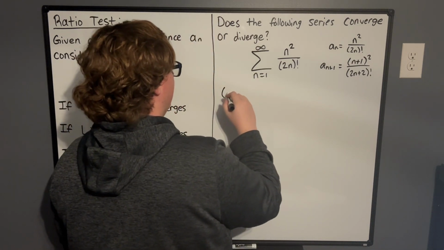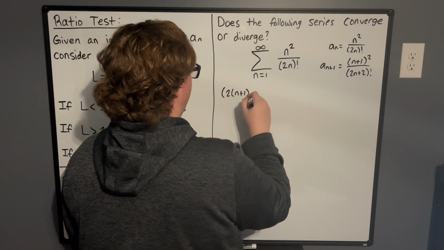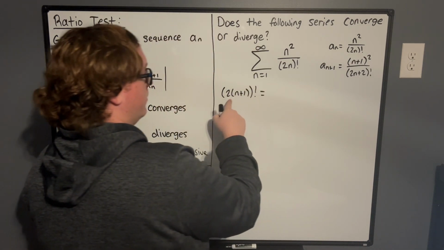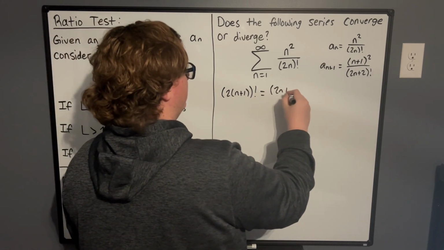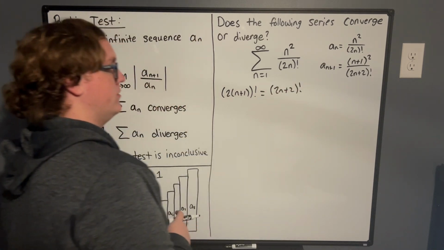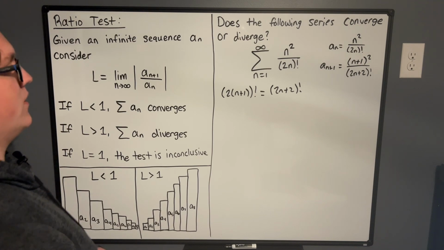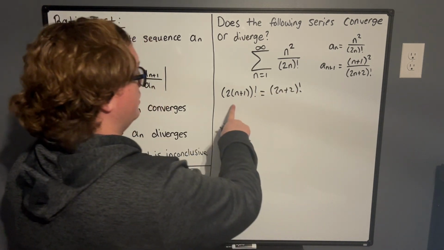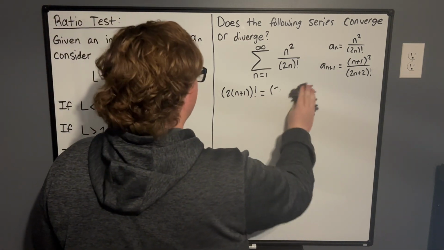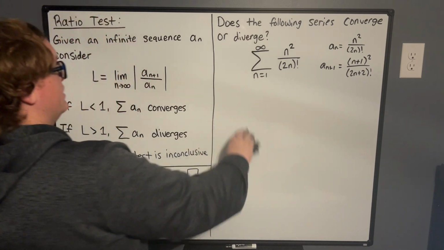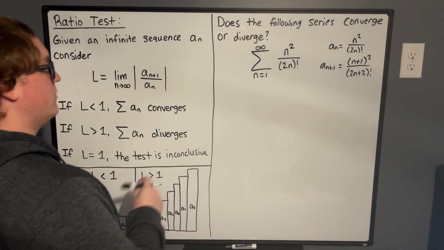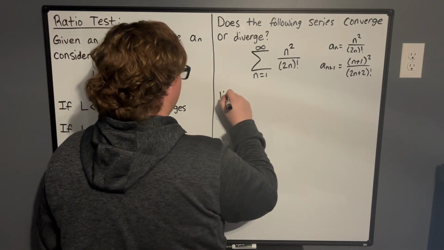Because what we have in here is 2 times n plus 1 factorial, but when we distribute the 2, we get 2n plus 2 factorial, right? All we did there was plug in the n plus 1 for this n, but when we distribute it, it turns into 2n plus 2 factorial. So let's go ahead and set up our limit. Right now we have everything set up that we need for the ratio test.